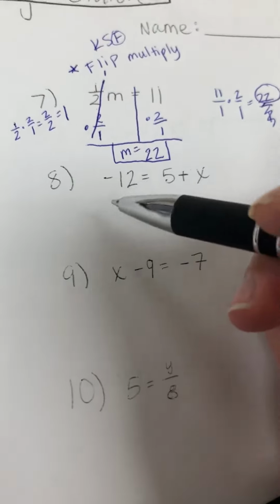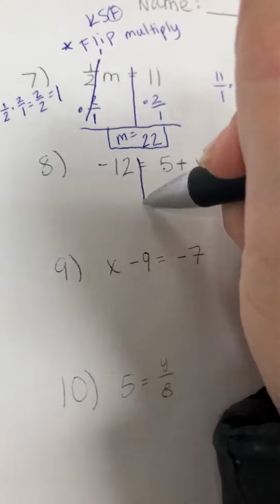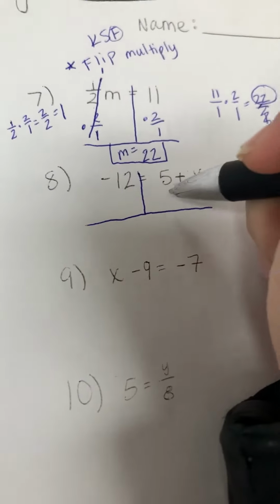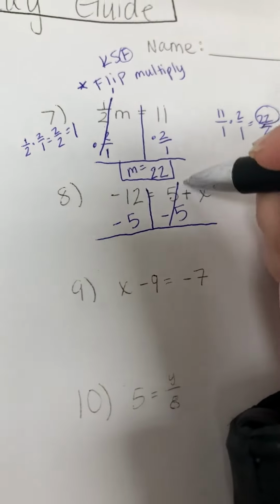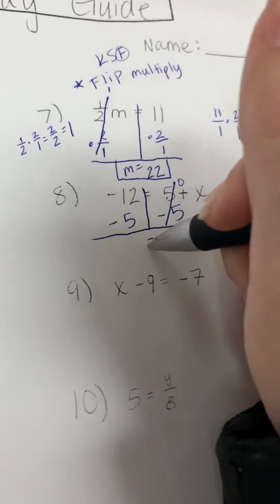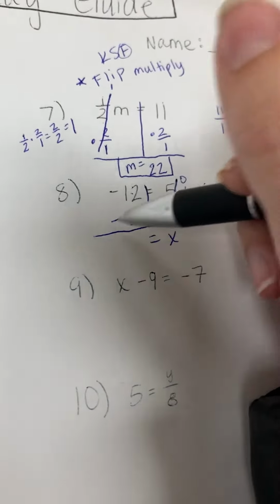Next one, this is tricky because it has a negative right here, but we're gonna solve it the same way. We just have to pay attention to our negative. So minus 5 and minus 5. 5 minus 5 is 0, I cancel that out. I get x equals negative 12 minus 5.